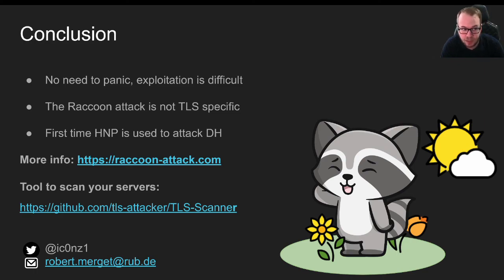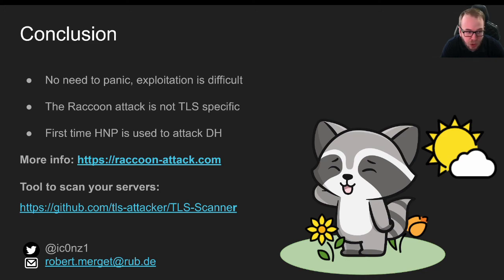Also, the Raccoon attack is not TLS specific, as mentioned. You can potentially find the Raccoon attack in other protocols too. So the community has some work to do. And what's nice about the Raccoon attack is that it's the first time the hidden number problem is used to attack Diffie-Hellman in a practical protocol sense. The hidden number problem was first defined to analyze how Diffie-Hellman reacts if you leak leading bytes, but this is the first time it is used in practice to actually attack Diffie-Hellman. Usually it's used to attack ECDSA or DSS or DSA. And this was also very nice.